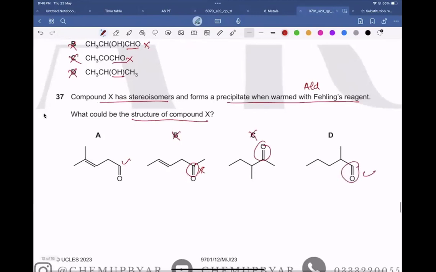If you see, there is a carbon-carbon double bond over here, but both sides have the same group, so no cis-trans. So if no cis-trans, it means no stereoisomerism, so A goes wrong as well. And if you see, this is the chiral carbon, so there is optical isomerism, which is a type of stereoisomerism. So D is the correct answer. Okay, please guys give me a minute.